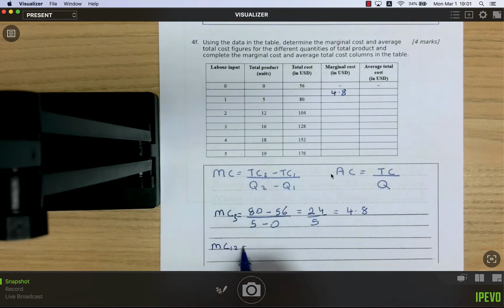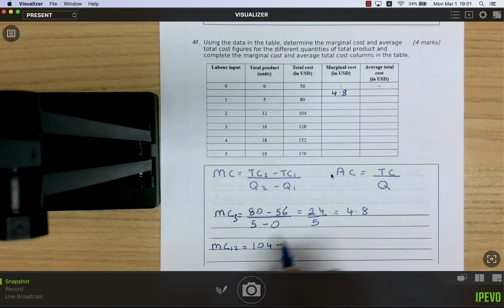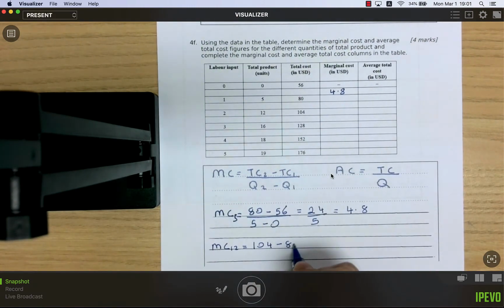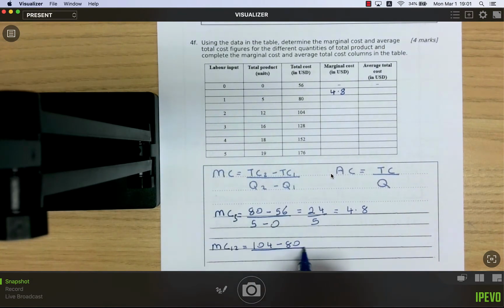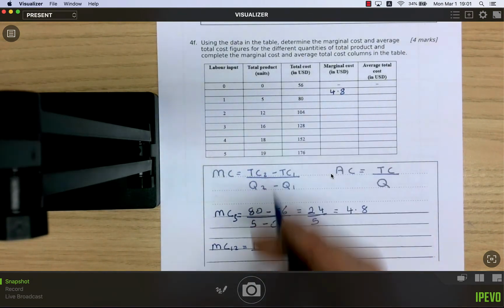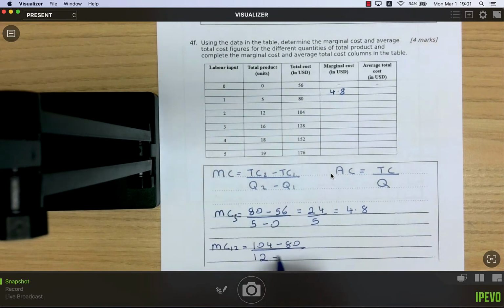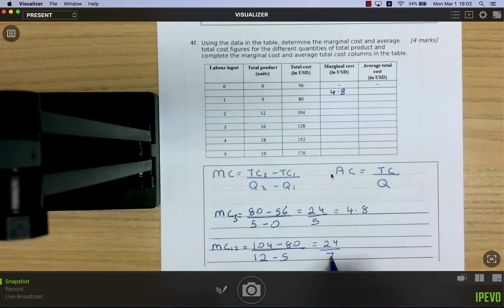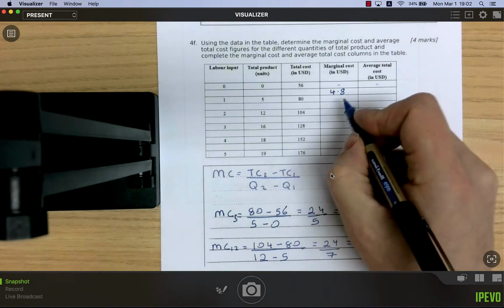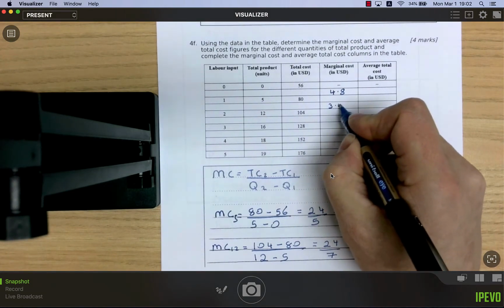Now on to the next one, the marginal cost of the 12th unit. How much was total cost? It was 104. We take away 80, and then what was the change in quantity? It was 12 minus 5. So that is 24 over 7, which I work out as 3.428. So what I'm going to put up here is 3.43, just rounding off to 2 decimal places.